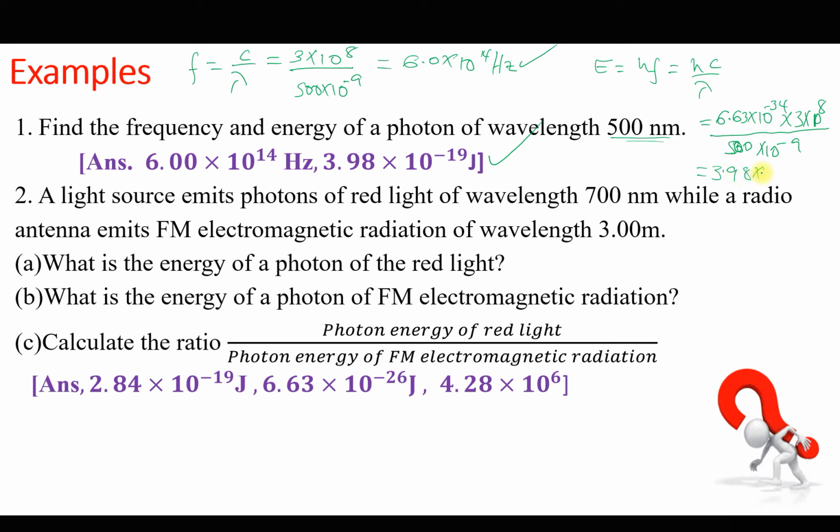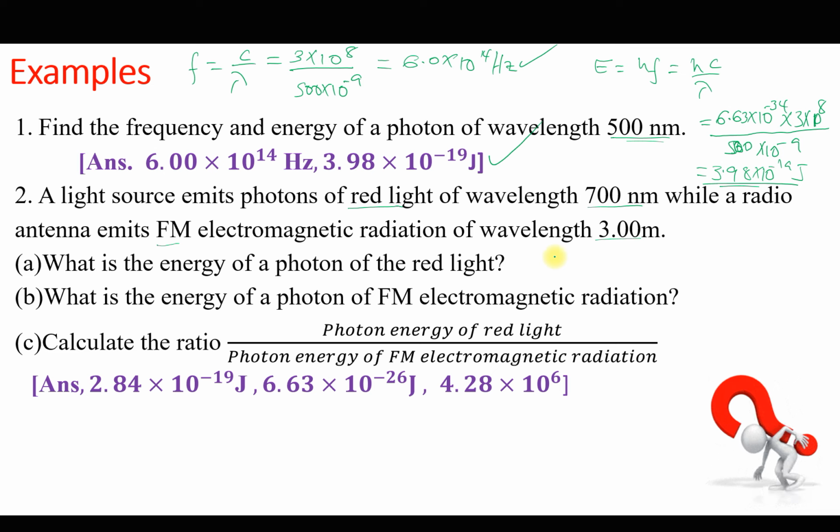3.98 times 10 to the power of minus 19 joules. Okay, question 2. A light source emits photons of red light, wavelength 700 nanometers, while a radio antenna emits FM electromagnetic radiation of wavelength 3 meters. So this is most like a radio wave. What is the energy of a photon of the red light?